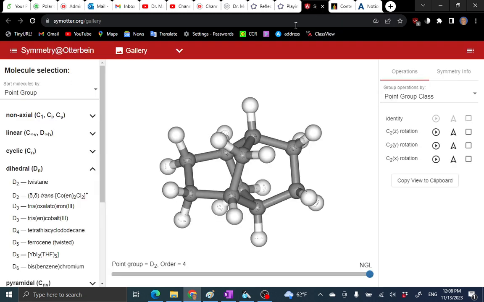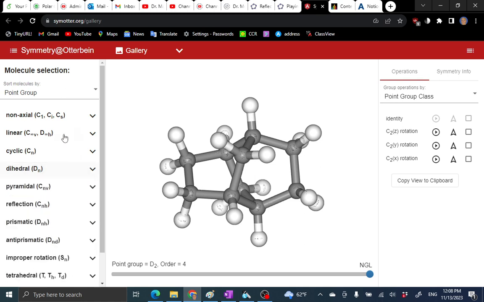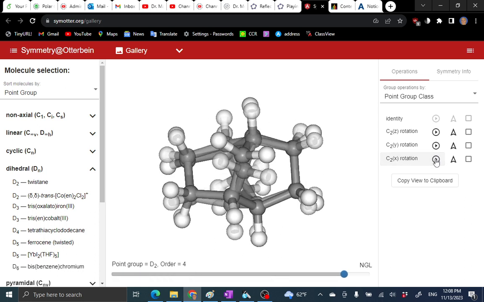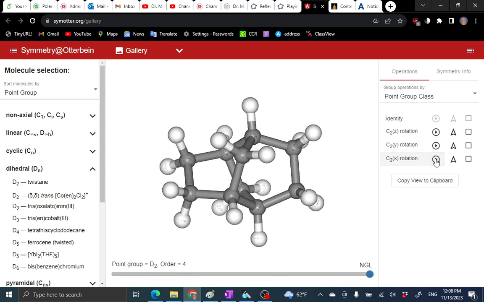Here is a website with an extensive listing of symmetries in chemistry. As you see, there's a long list of symmetries listed. Among each of them are subgroups. So for example, this is supposed to be twistane, a kind of chemical compound. And if you rotate it with respect to any of these three axes, you see that it coincides back on itself. And that's the notion of symmetry.